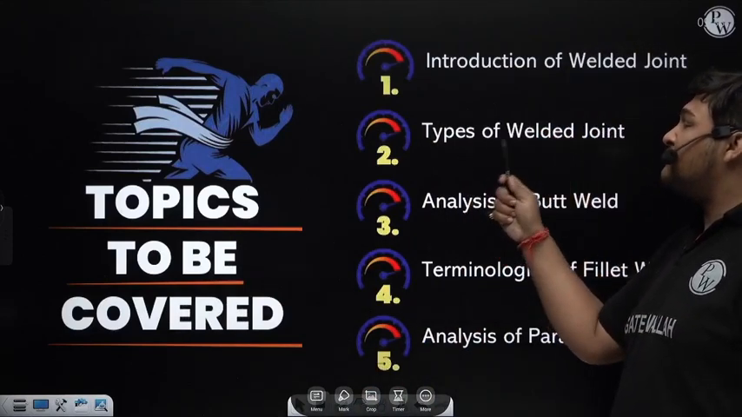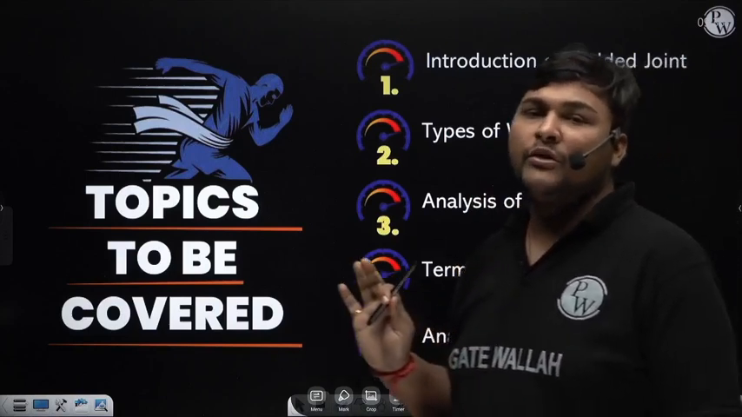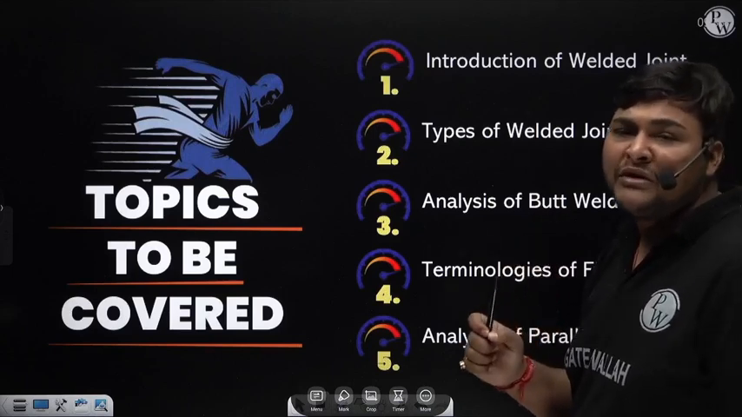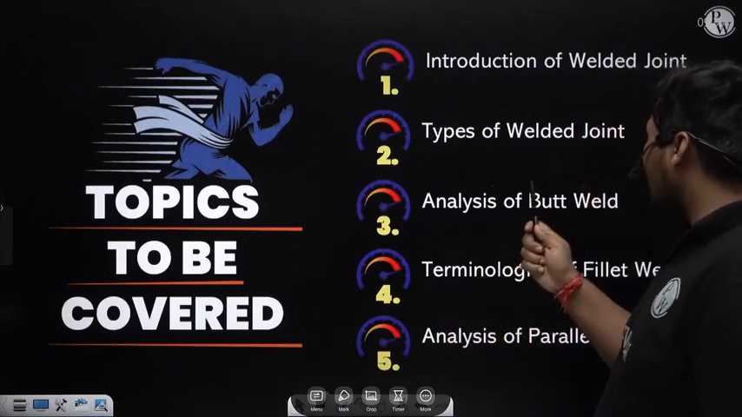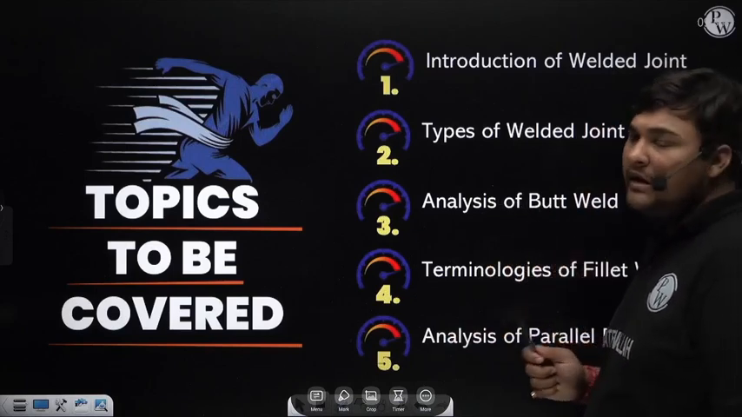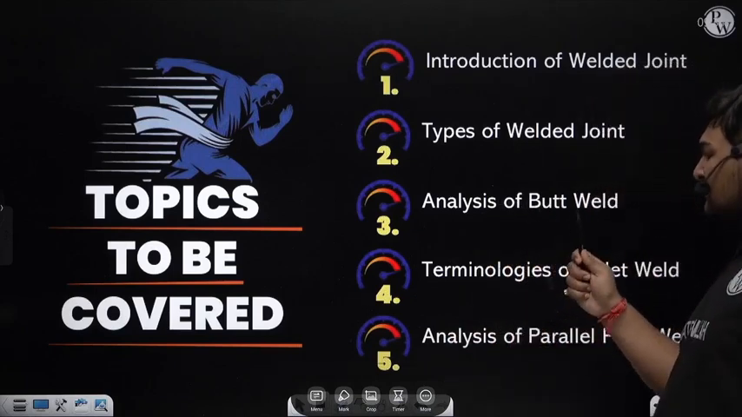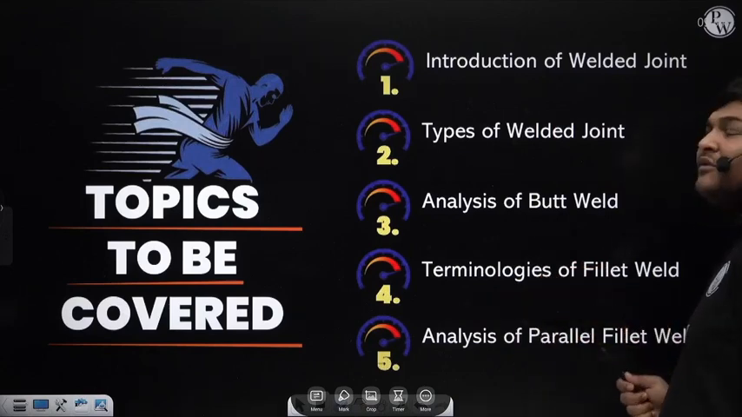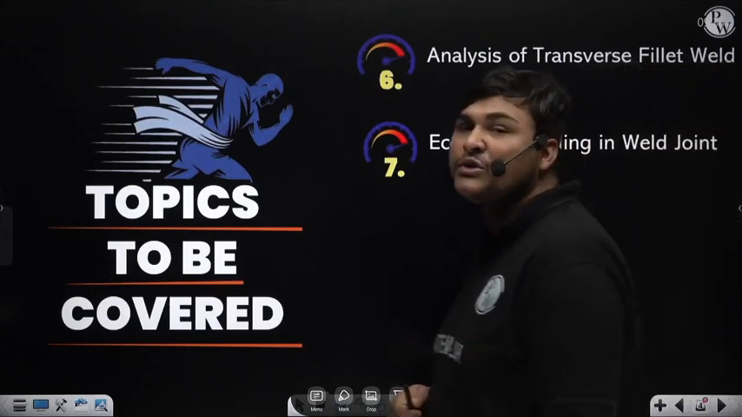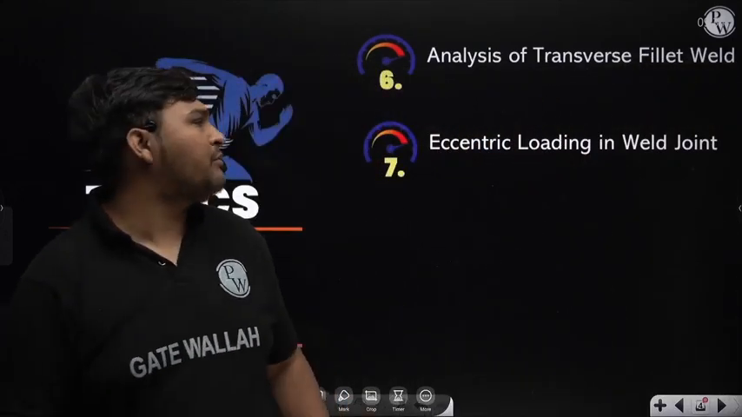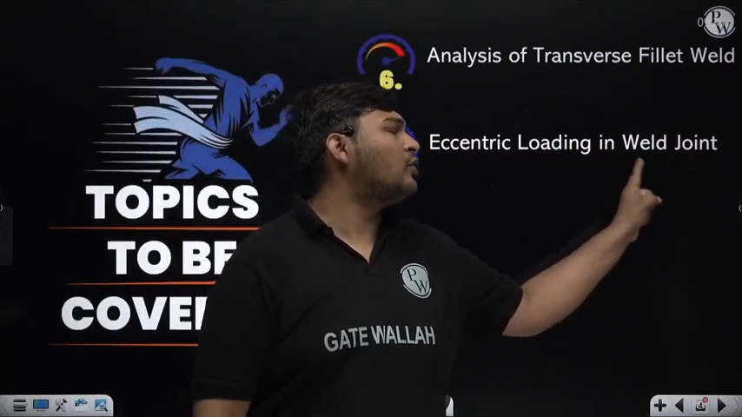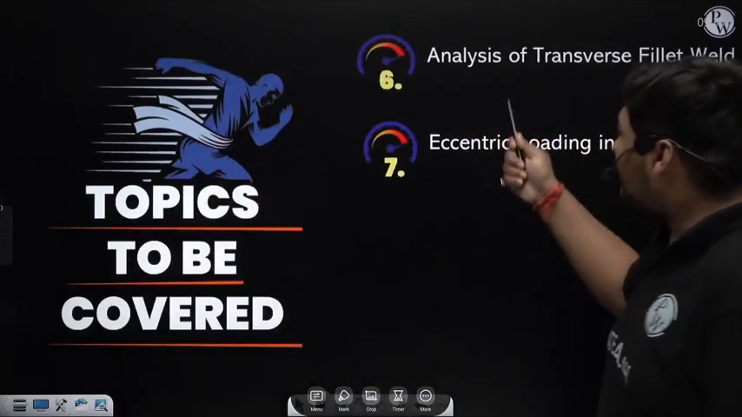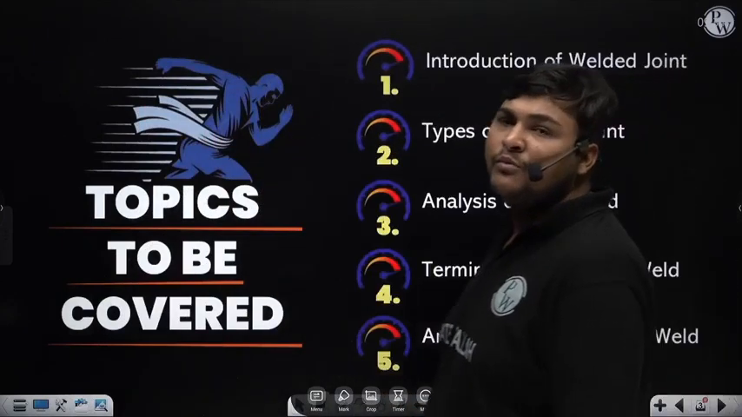The next important topic is types of welded joint with respect to design point of view. In types of welded joint we will see two types, butt weld and fillet weld. After that we will discuss analysis of butt weld, and then we will start the fillet weld topic, in which we will first discuss various terminologies of fillet weld. Then we will discuss analysis of parallel fillet weld, then analysis of transverse fillet weld, and then one of the most important topics in welded joint, that is eccentric loading in welded joint. So this will be our today's lecture flow, and the first topic is introduction of welded joint.